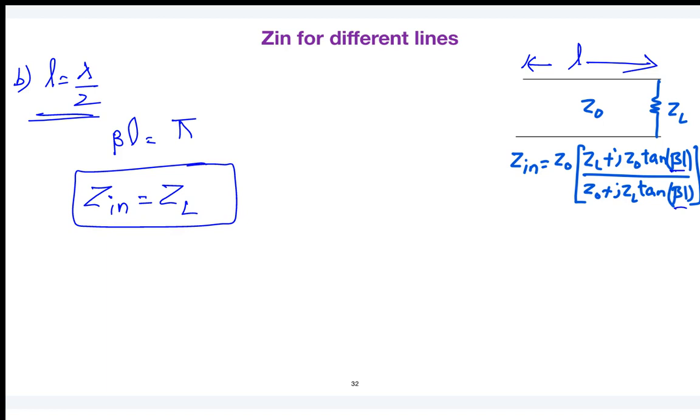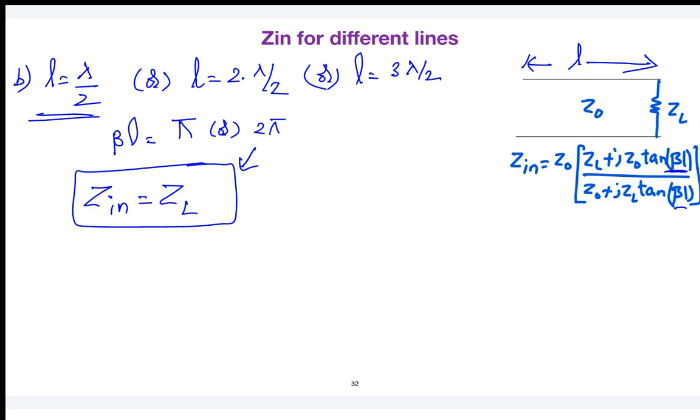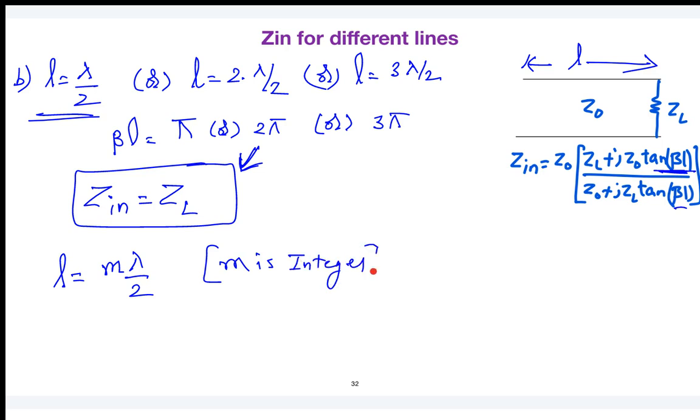Okay, you do the same thing by considering L equal to 2 times lambda by 2. Your beta L is going to become 2 pi. It doesn't matter, tan pi and tan 2 pi both will be 0. So that time also you will get the same ZL. Not only in this case, if we consider the length equal to 3 times lambda by 2, your electrical length becomes 3 pi, and tan 3 pi also becomes 0, and you will get the same thing. So the condition here is that the length of the transmission line is equal to integral multiples of lambda by 2, where m is an integer. It can be 1, 2, 3 and so on. If the length of the transmission line is an integral multiple of lambda by 2, the input impedance and the load impedance are both the same. So those lines are said to be impedance reflectors.